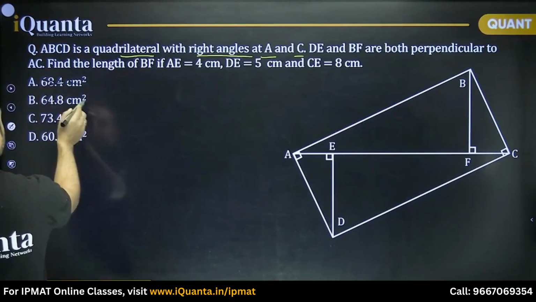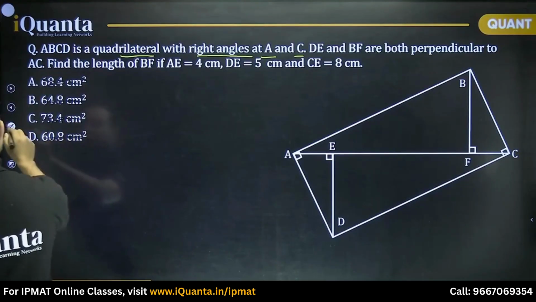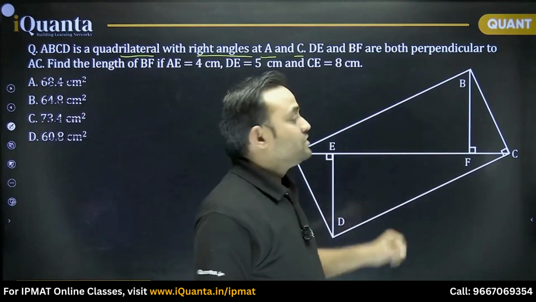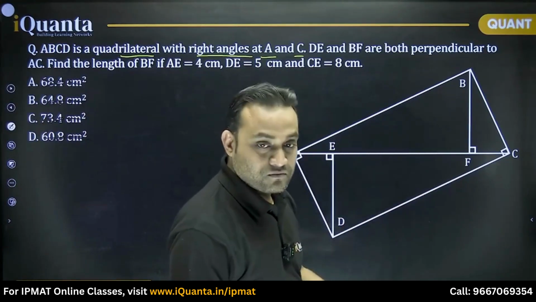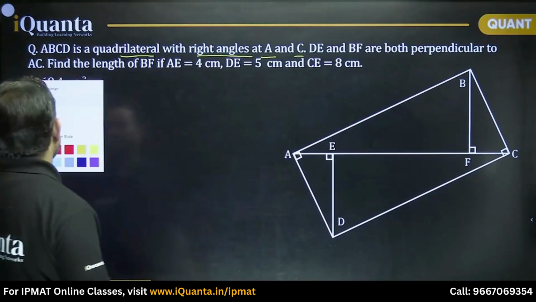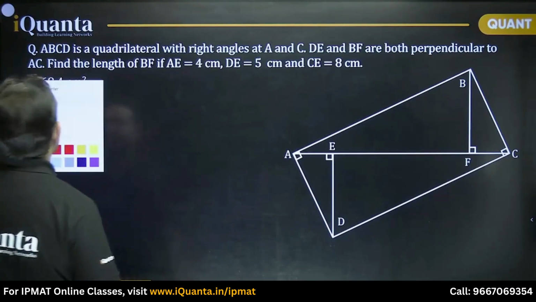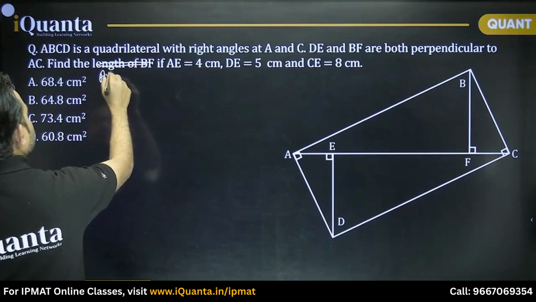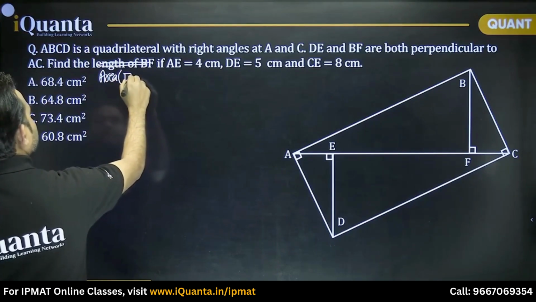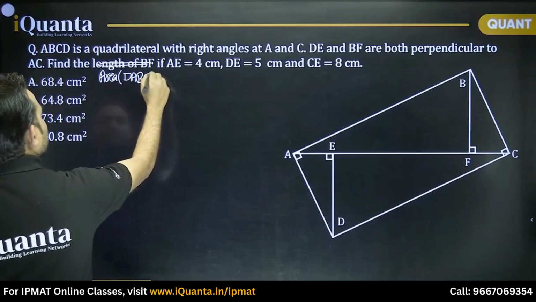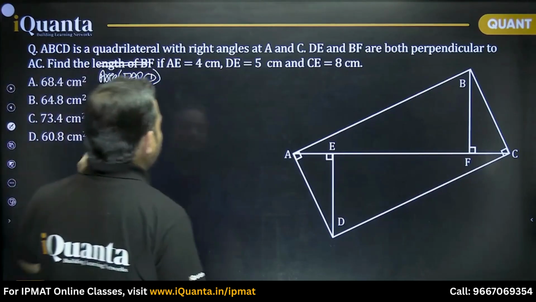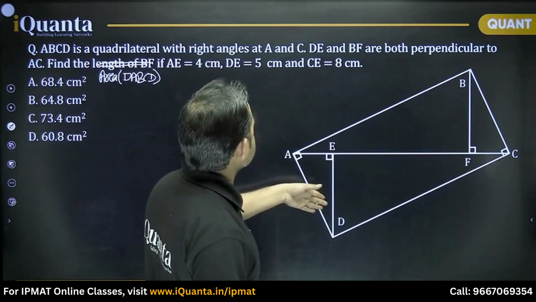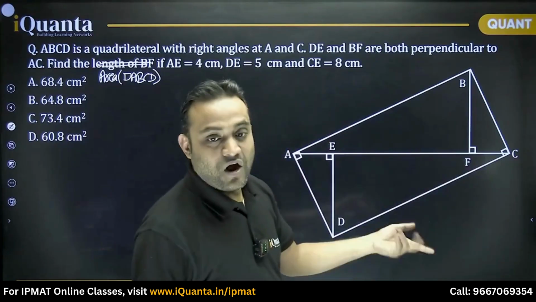These options are basically not true, right? So we need to find the length of BF. All right, so how do we find the length of BF? Or if you want these answers to be true, you can find the area. This should have been: find the area of quadrilateral ABCD if AE is equal to 4, DE is equal to 5 and EC is equal to 8. So how do we solve this one?